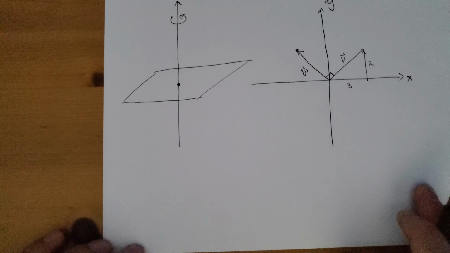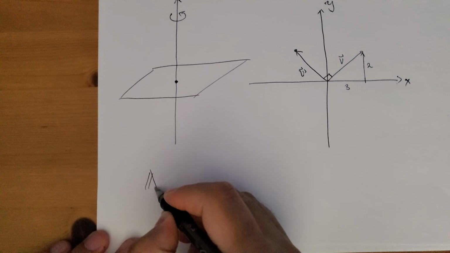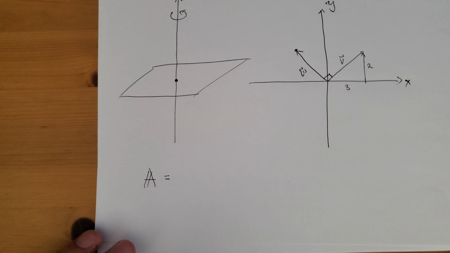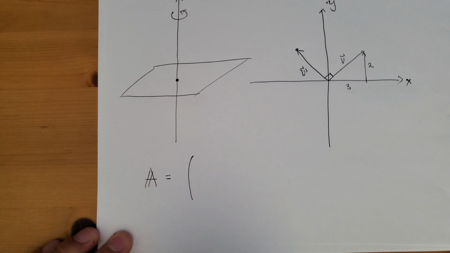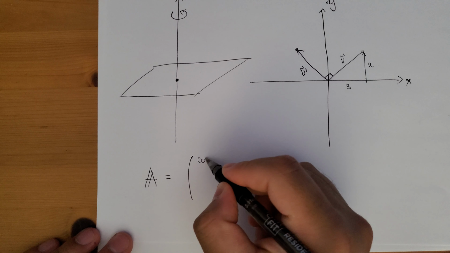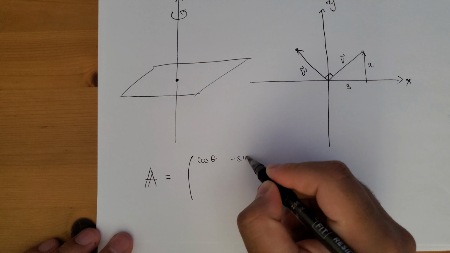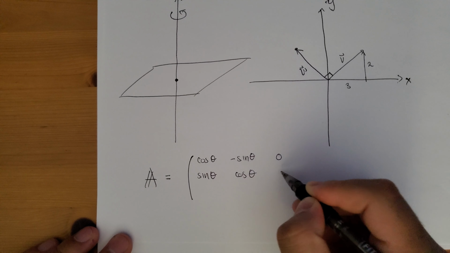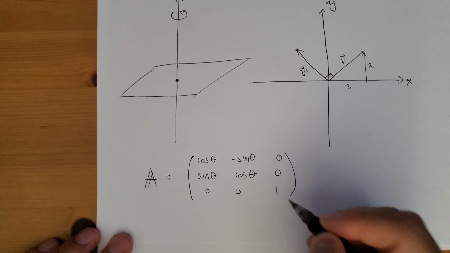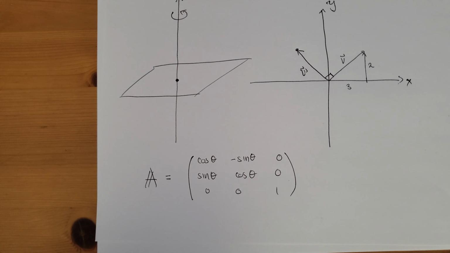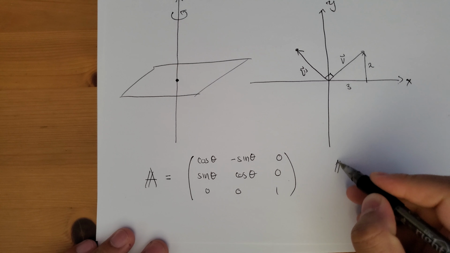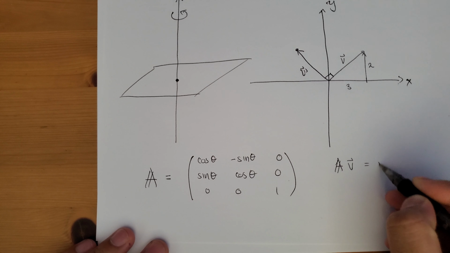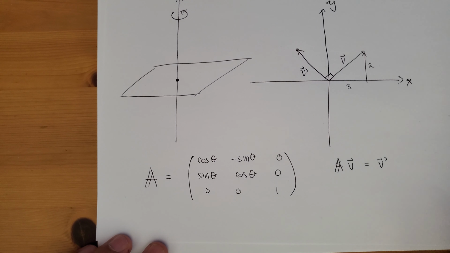So to do that, we have our rotation matrix, which we can call A, and some people call R. For the z-axis rotation, this can be written as cosine of theta, negative sine of theta, 0, sine of theta, cosine of theta, 0, 0, 0, 1. If we multiply this matrix A by the vector v, we will get our new vector v prime. So let's try and do that.